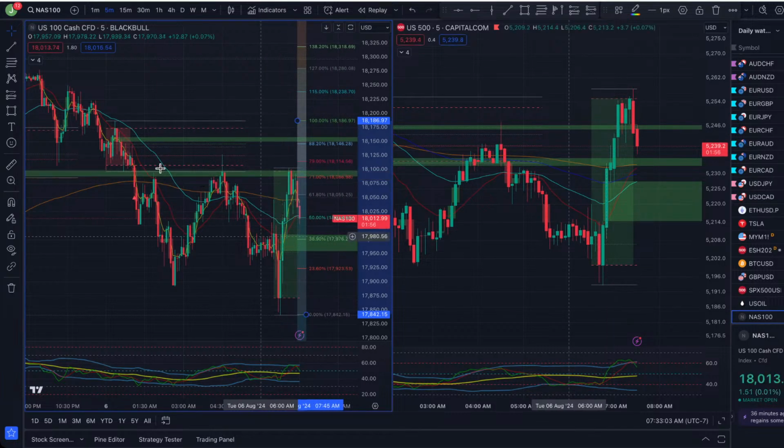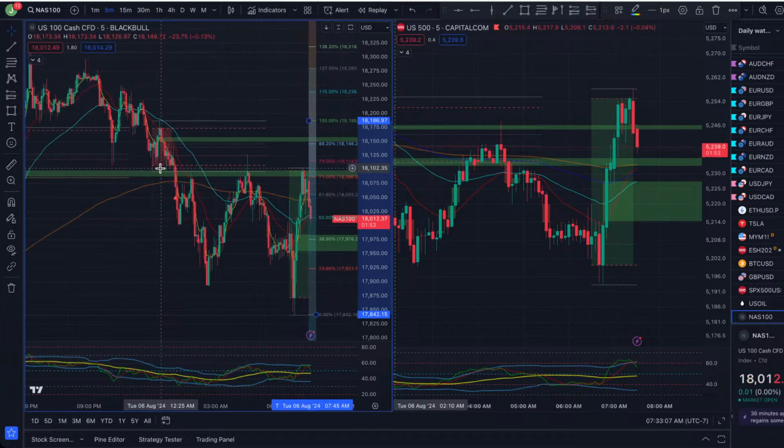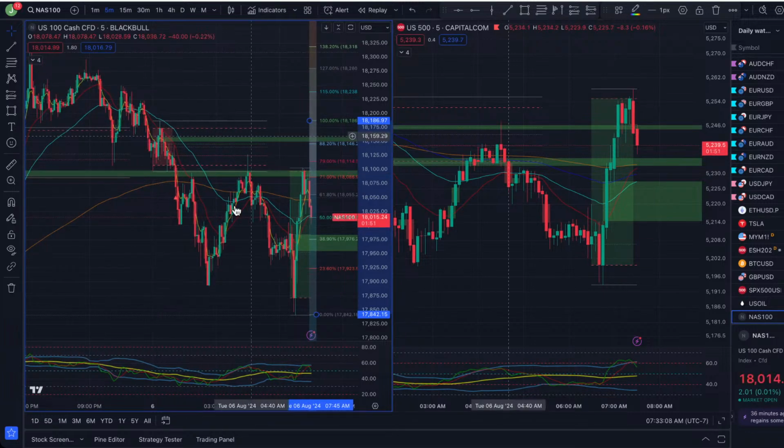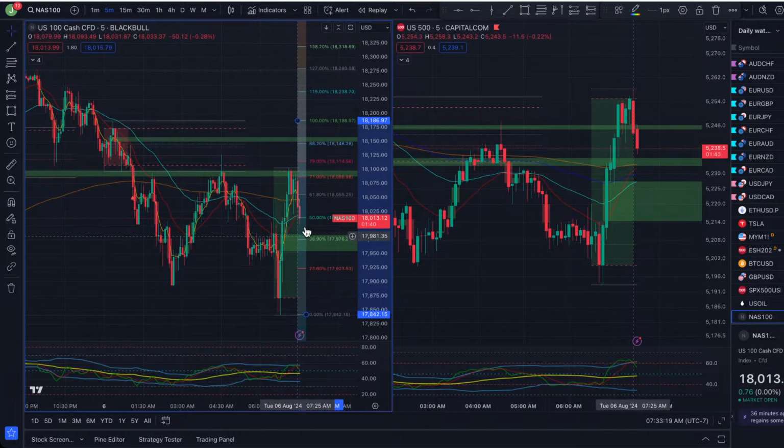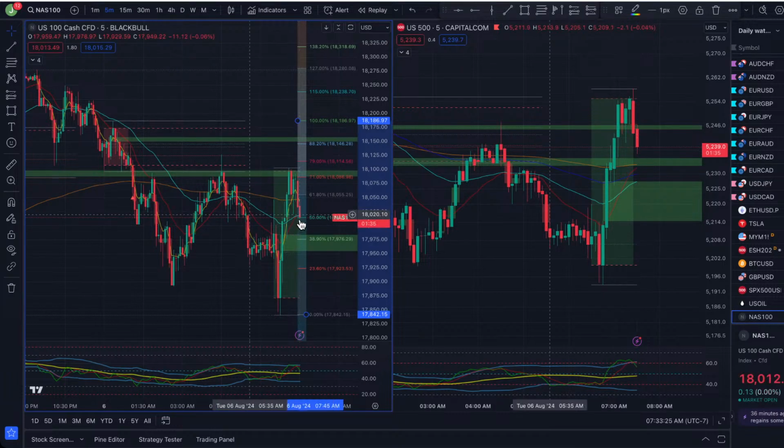And again, it's bouncing off of Asia's fair value gap. There's London's fair value gap. We're also bouncing off the 50. That's why we're kind of stuck between two PD arrays. It's projecting off the 50 and the 20. We do not have a full crossover yet.